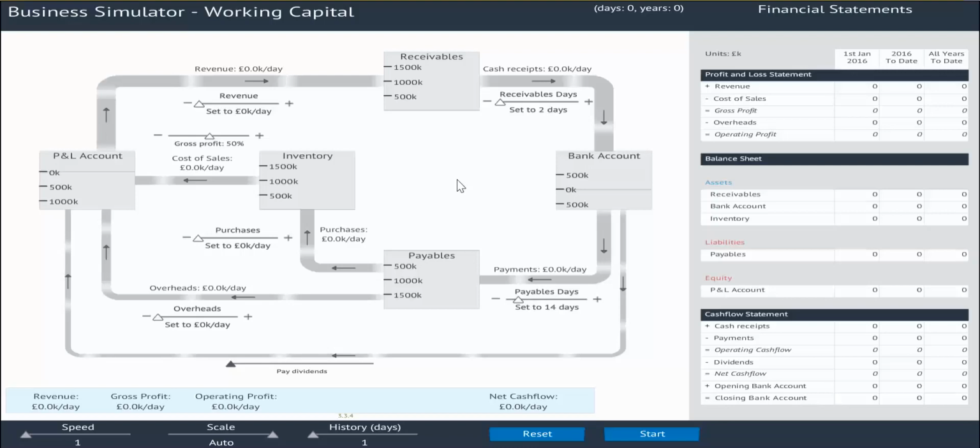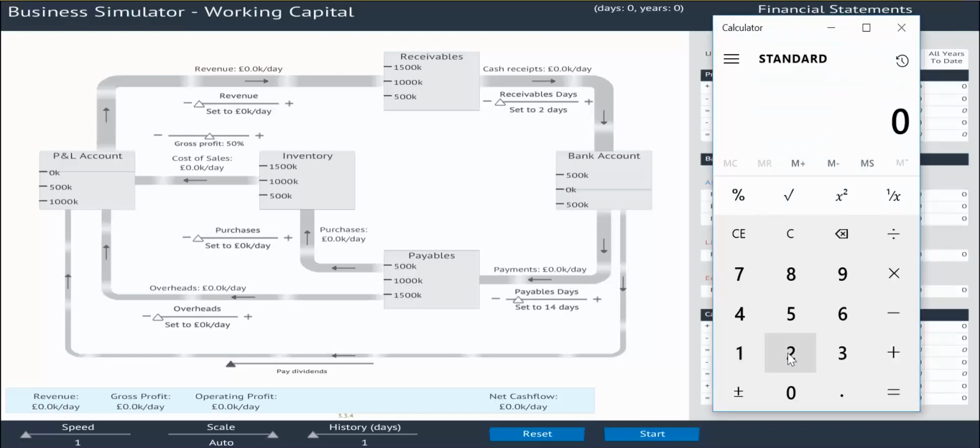Let's break the scenario down and deal with it piece by piece. Initially, we're given a level of staff costs and office costs. So these should both be overheads, because as we know, in a retail business, the cost of sales is essentially just the cost of goods sold. So we need to calculate what the level of overhead should be each day.